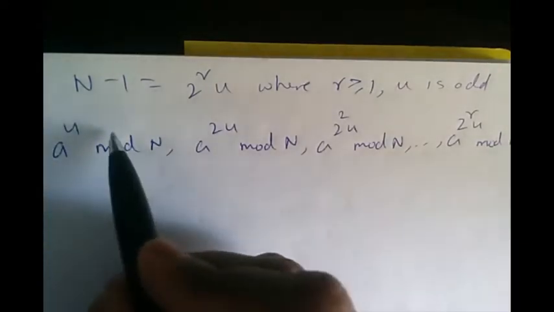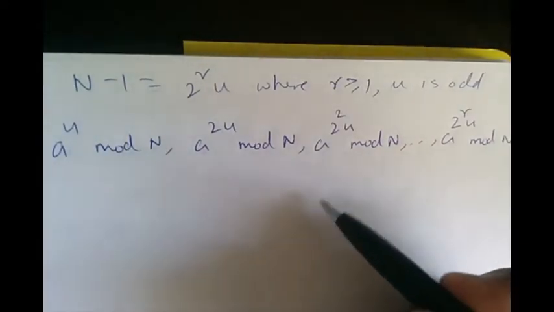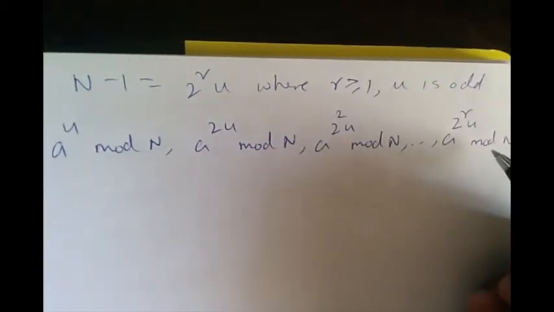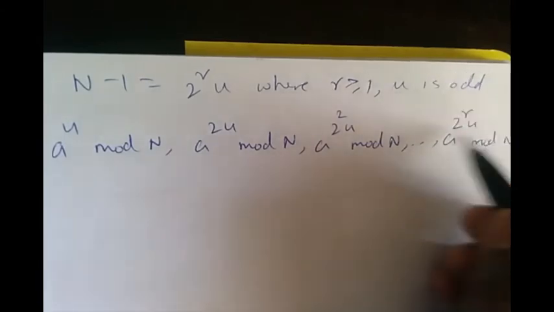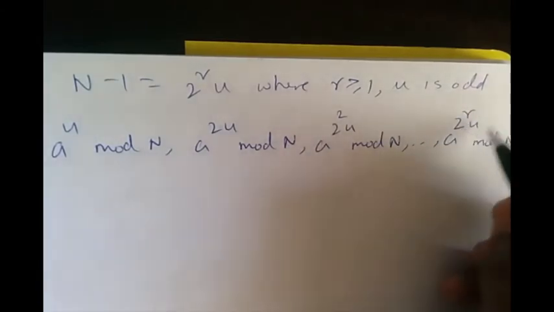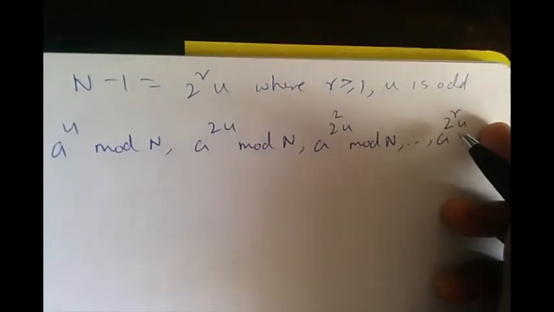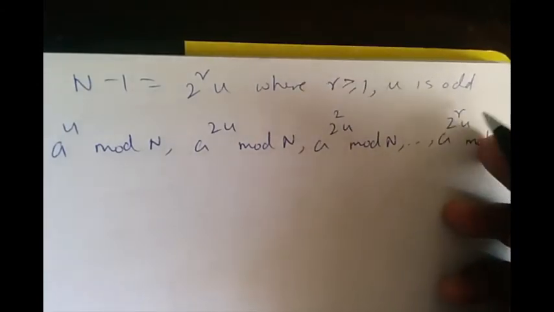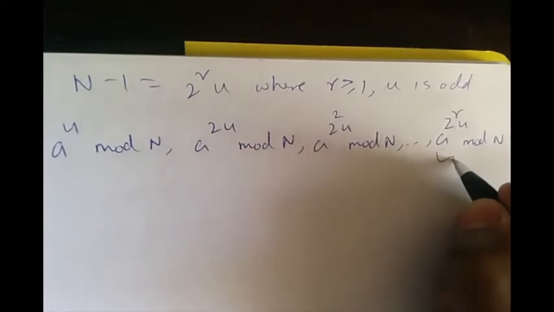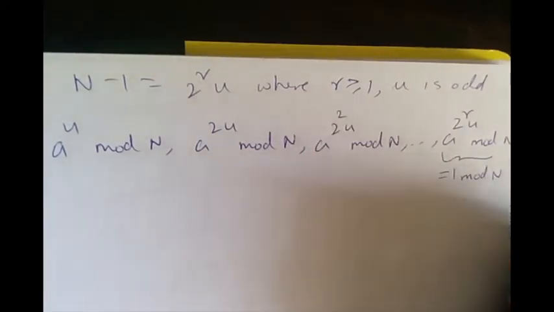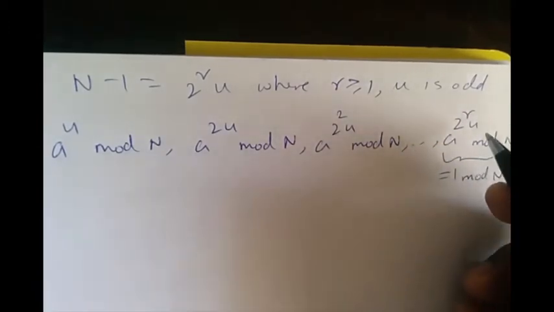So I take this first modulo result here and I keep squaring it modulo n, and I'll get this whole sequence here. And this final exponent is n minus 1, because n minus 1 was equal to 2 power r u, right? So this has to be 1. Right? This is 1.